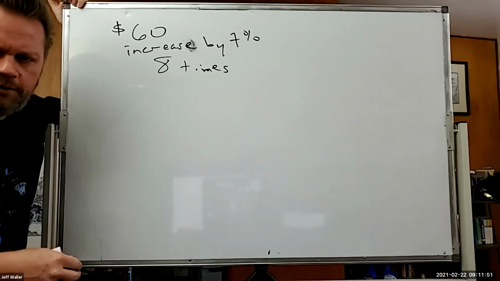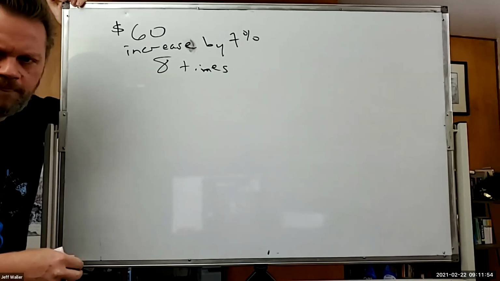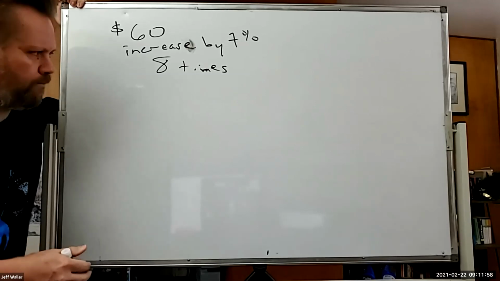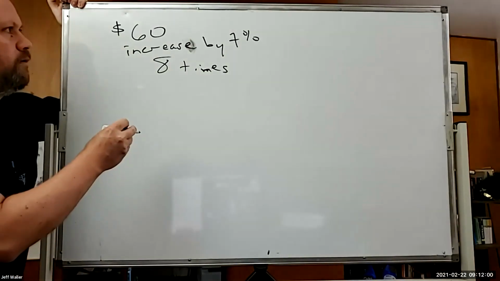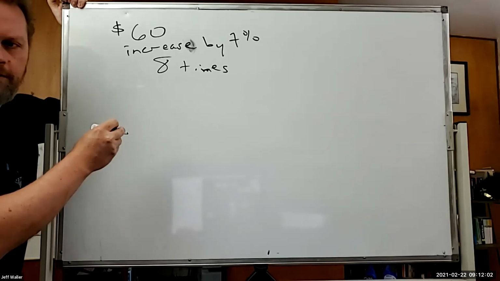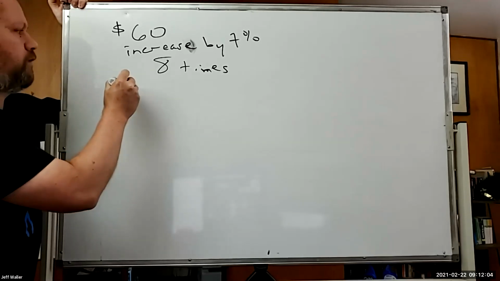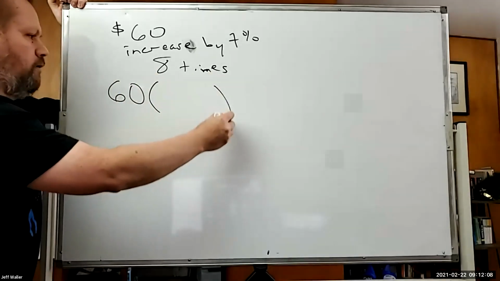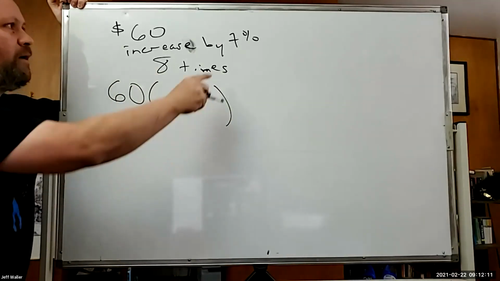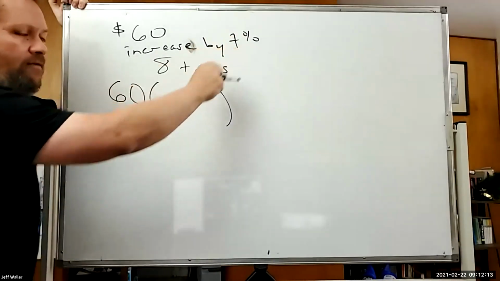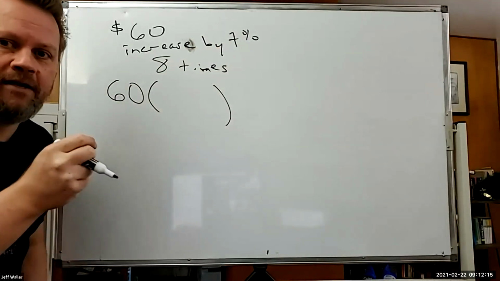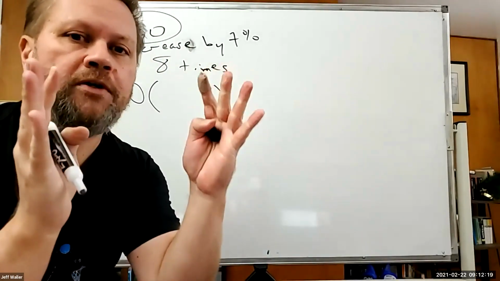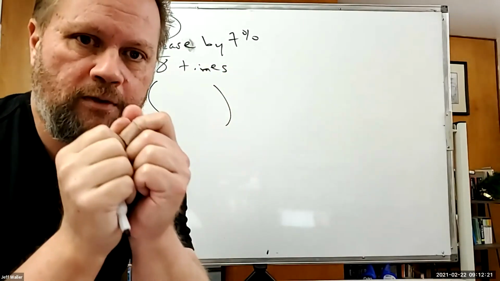Oh, I don't know what that means. Did you turn it in, Tricia? Oh, careful. You're missing one thing in there. So I want to start at 60. If I'm going to increase it by 7%, I really want you guys to see that $60 represents 100% of what it is. Are you guys with me?